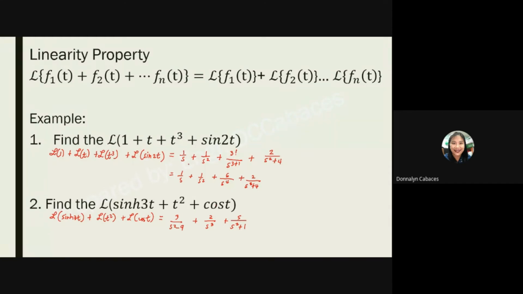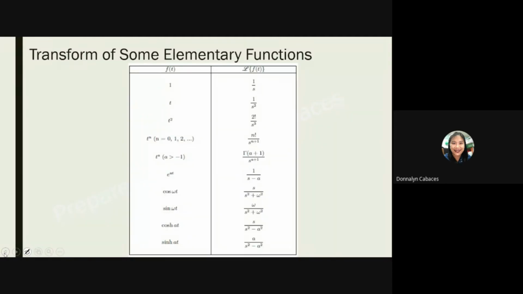That is your linearity property. So the values of the Laplace transform of the different functions involved were actually taken from the table that I showed you a while ago. Here is the table again. Okay?